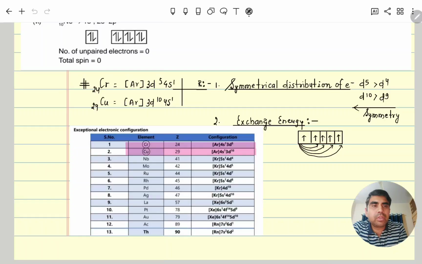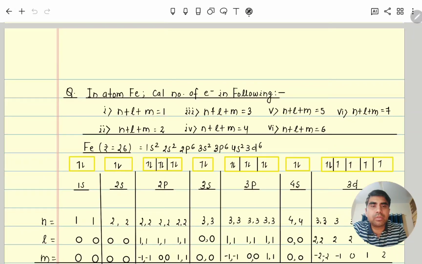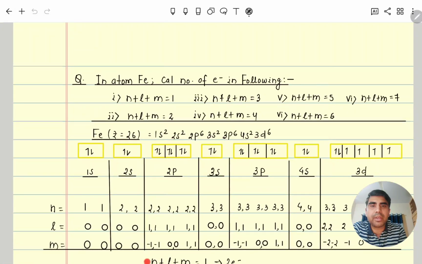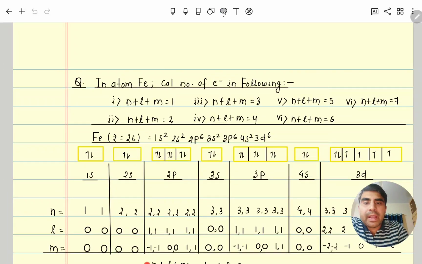So just go through and revise multiple times. Next, moving further, here is the last question we will do, and it will give you a lot of clarity. Here you can see iron: calculate the number of electrons for this question when n plus l plus m value is 1, 2, 3, 4, 5, 6 and 7.